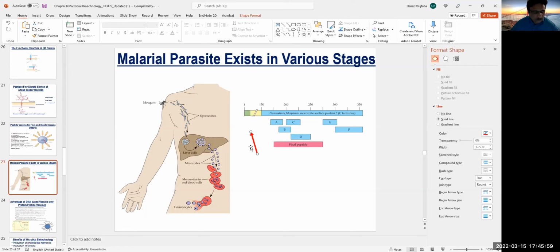Then these parasites can now cross the human blood-brain barrier. It can enter into the brain. Tuberculosis, which is supposed to be the disease of the lungs, can also cross into the brain. So cerebral malaria, cerebral tuberculosis.